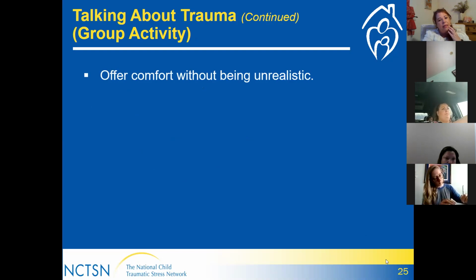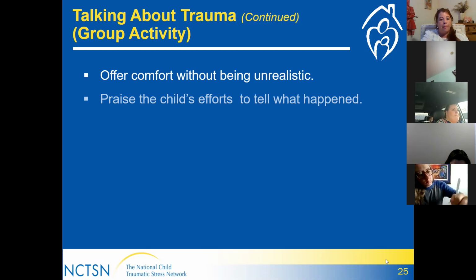Kind of going on with this, it says offer comfort without being unrealistic. So again, avoid those promises that you can't make about the future, but you can make promises about, you know, in our home, I'm not going to let anybody hit you. You can do those safety scripts. You can say, in our home, you're always going to have food. In our home, no one's going to come into your bedroom. You can offer some safety, and we want to help create that safety, but don't make promises that you can't keep, because then you're just one other adult that's broken their promises.